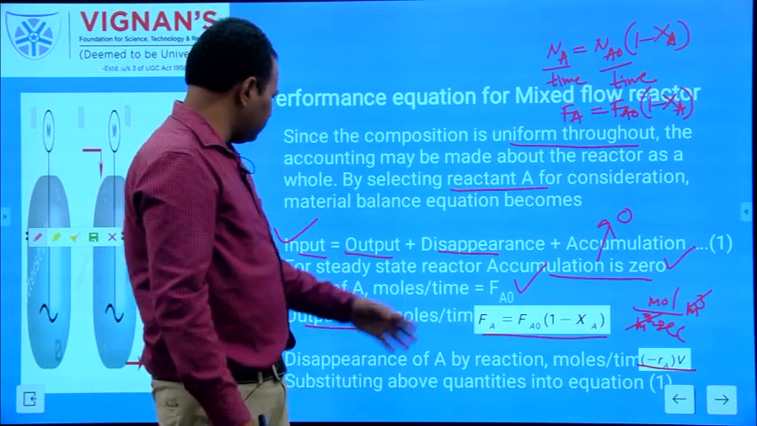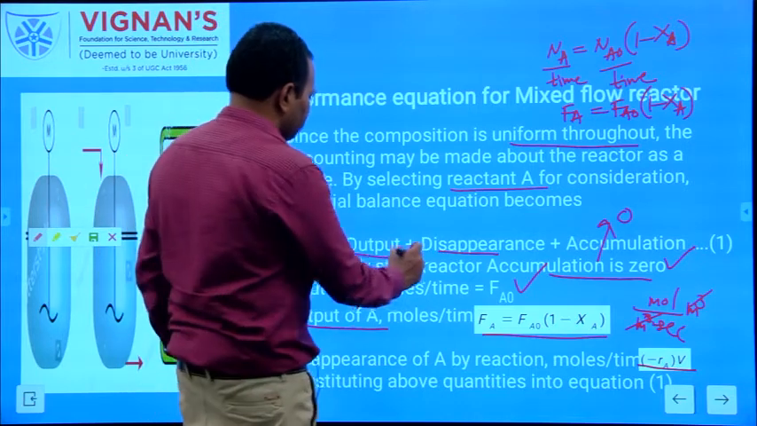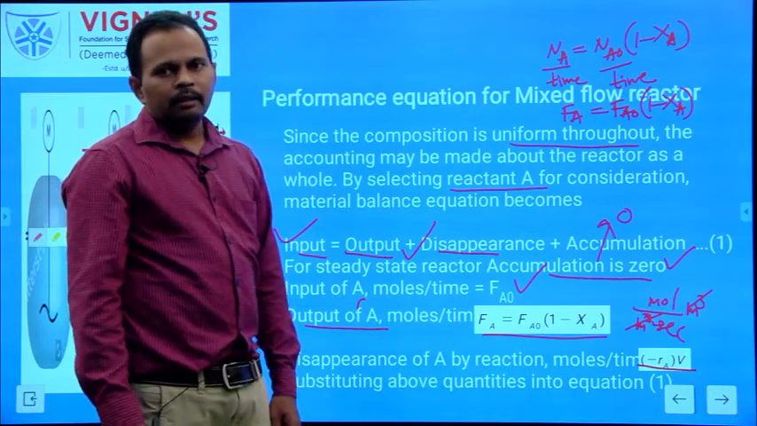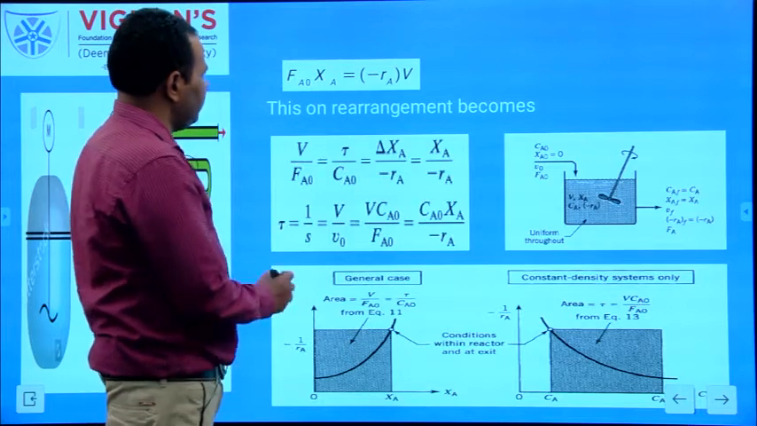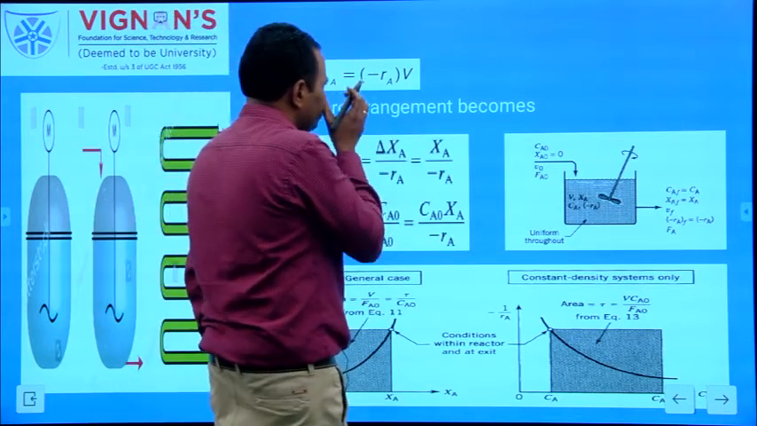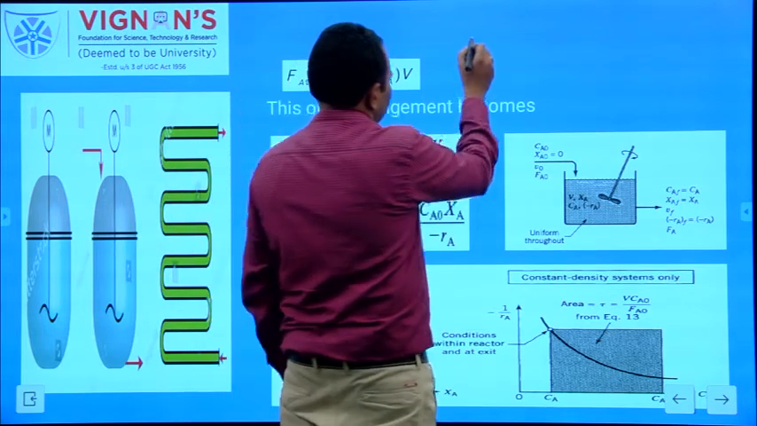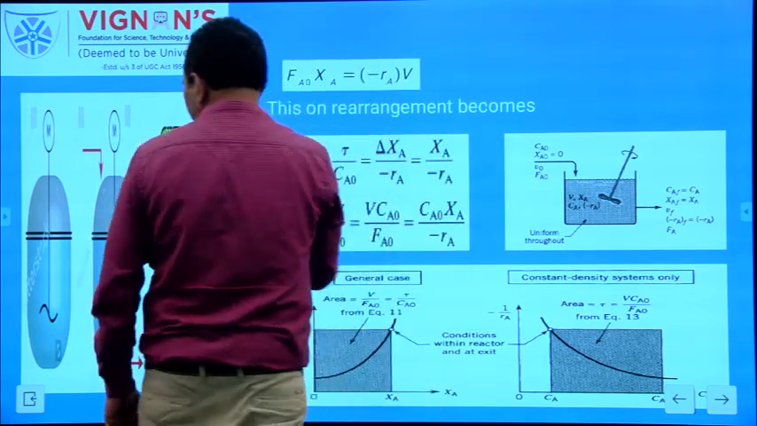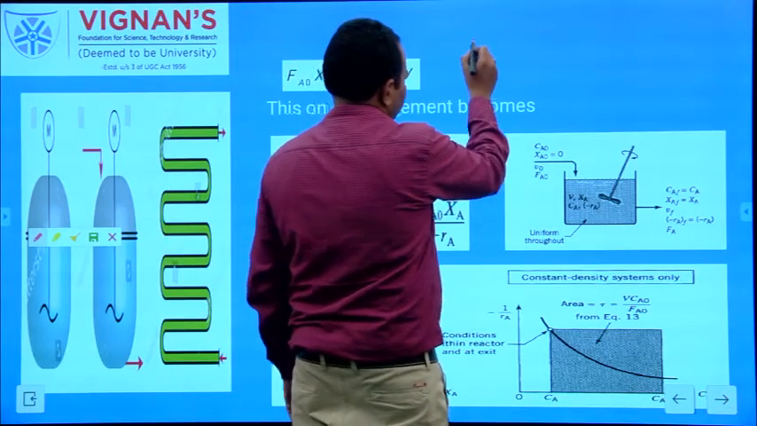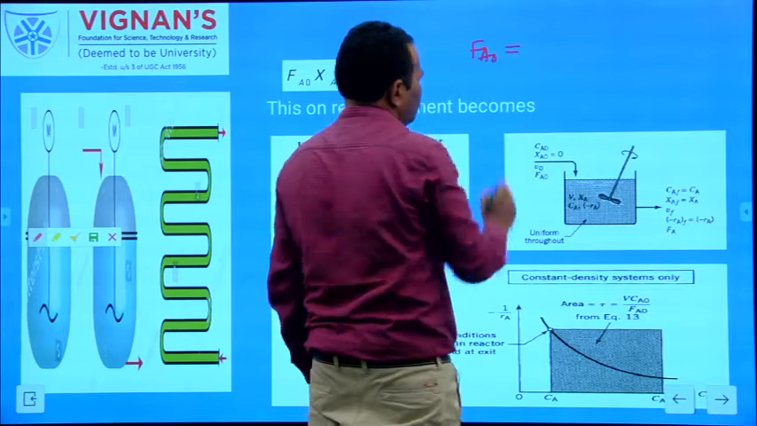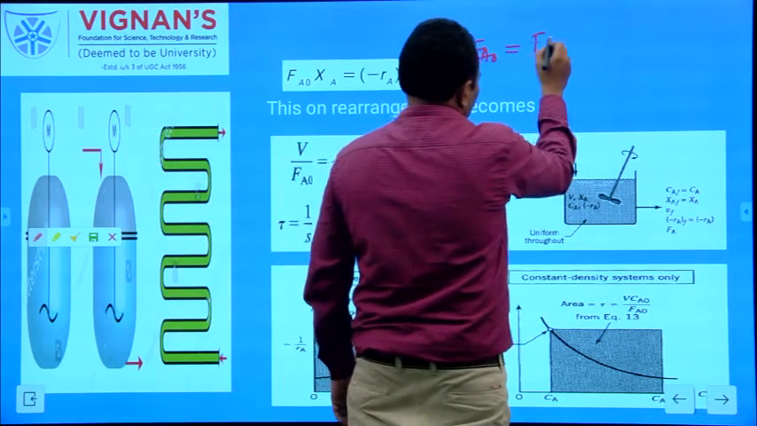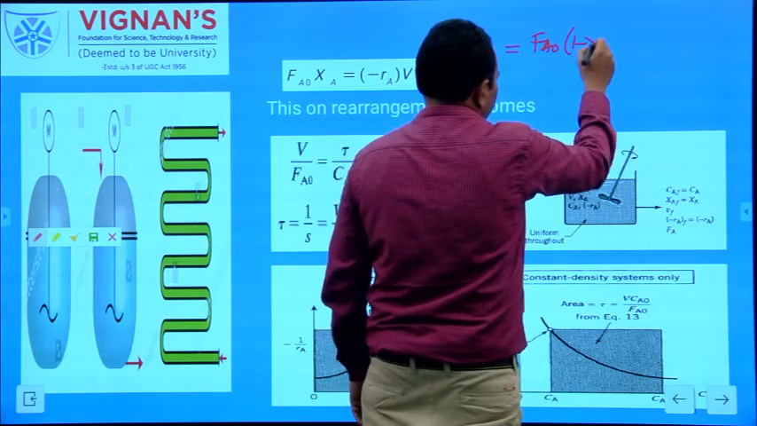Substitute all these equations into material balance equation 1, that is input equal to output plus disappearance. Accumulation we already made 0. So when I substitute all these quantities, what is the input term? Input is equal to FA naught. What is output? Output is FA, which we wrote as FA naught into 1 minus XA.